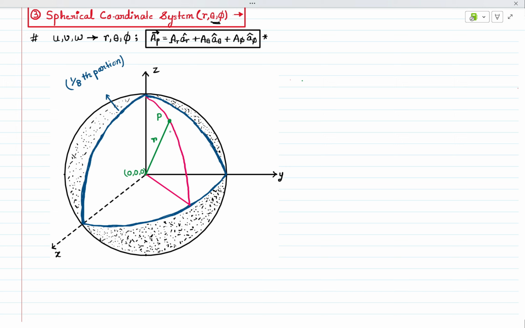Now, the angle produced by this r, or the point P, with respect to the z axis, is this angle.